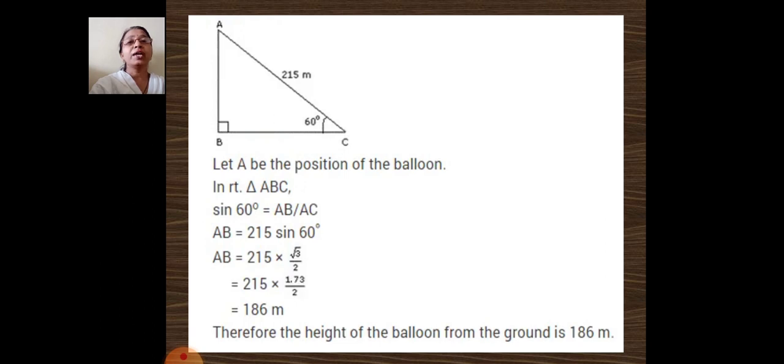So cross multiply. AB is equal to AC, which is 215, into sine 60. Value of sine 60 is root 3 by 2. So AB is equal to 215 into root 3 by 2. That is equal to 215 into 1.73 divided by 2. Simplify this. So the answer will be 186 meters. Therefore, the height of the balloon from the ground is 186 meters.